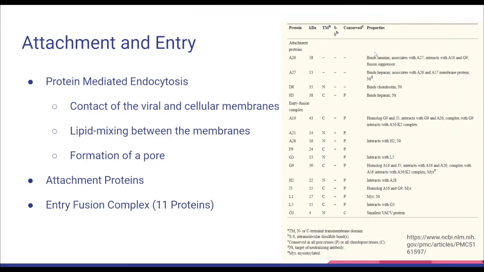As for mature virions, they attach and enter through protein-mediated endocytosis. The first step in this is contact of the viral and host cellular membranes. And that's mediated by four proteins: D8, which binds to chondroitin sulfate on the host cell membrane, A27 and H3, which bind to heparin sulfate, and A26, which binds to laminin.